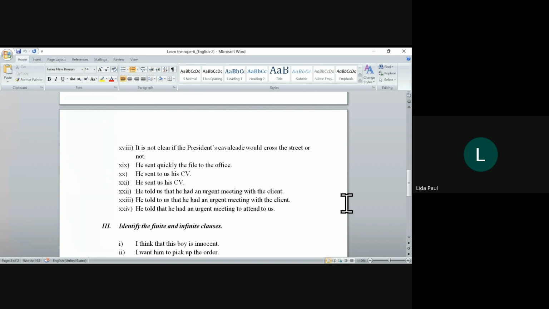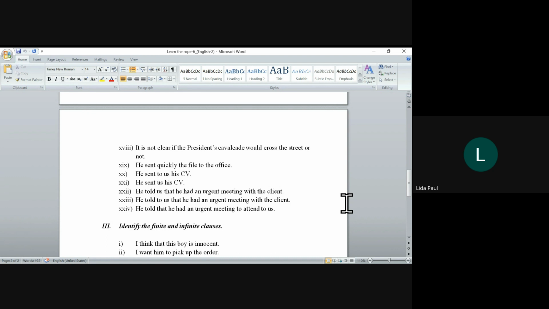This is 12th one, right? He told us that he had, same thing. I think we just added more particles to the sentence and we have expanded it. He told us that he had an urgent meeting with the client. Now here the difference is we have added a clause. Instead of just a word, we have added a clause. He told us that he had an urgent meeting with the client.